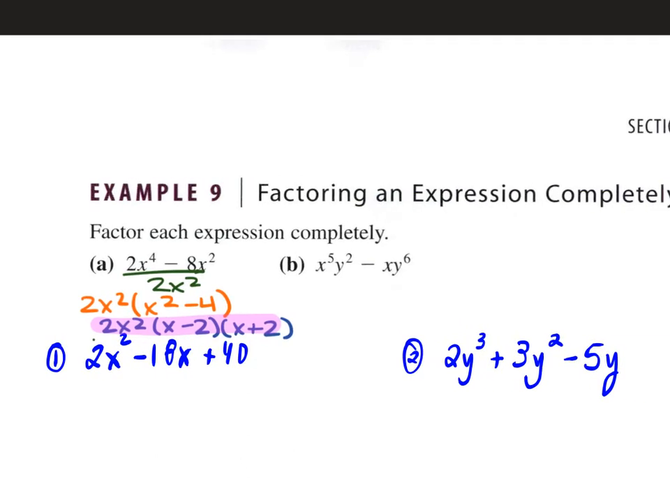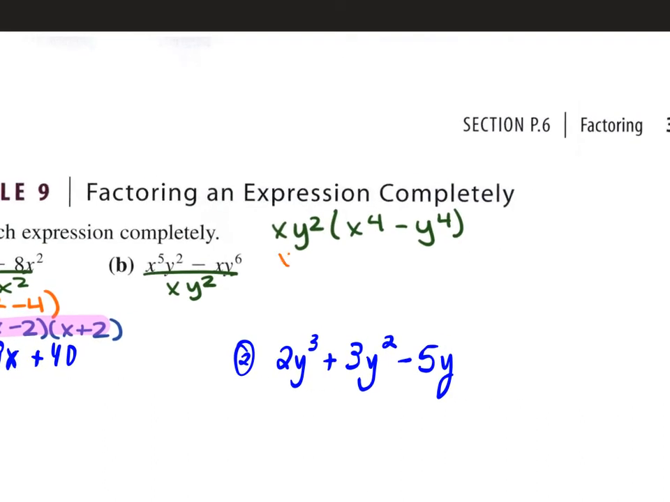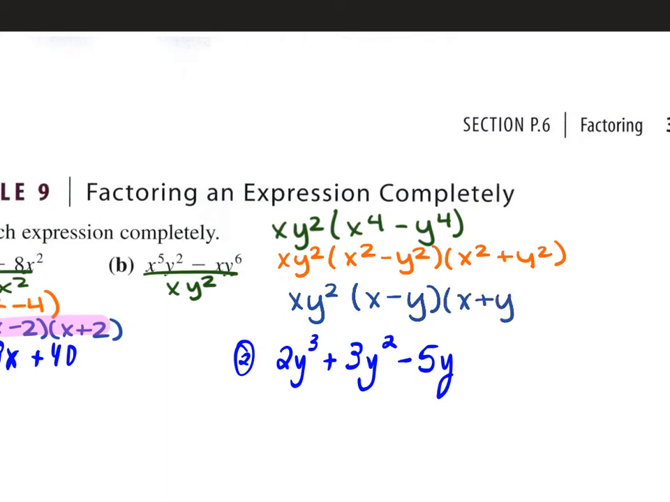For b, we have x to the 5th, y to the 2nd, minus x, y to the 6th. So we're going to factor out an xy squared. This is going to be xy squared times x to the 4th minus y to the 4th. So then this factors out again to be xy squared times x squared minus y squared times x squared plus y squared. From here, then you can factor out the x squared minus y squared. So then this factors further to be xy squared times x minus y times x plus y times x squared plus y squared.